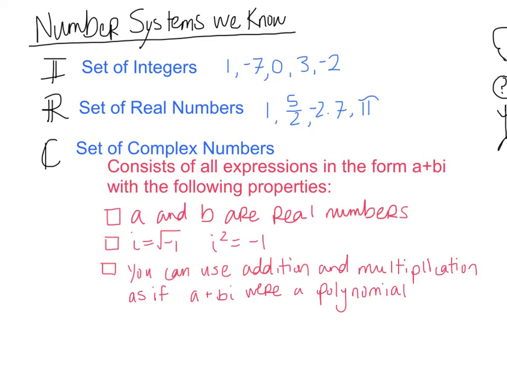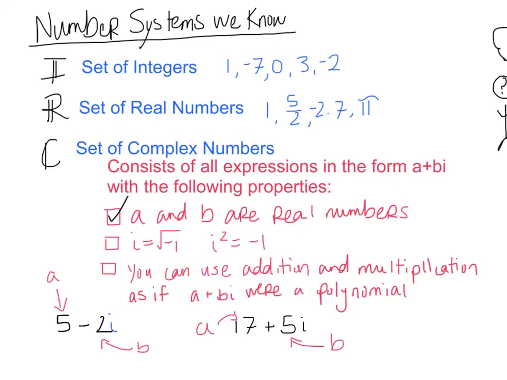Now some examples might look like this. Now think about what this means. A and b need to be real numbers, so any numbers. So I'm going to choose 5 minus 2i. That means that my 5 is my a, my 2 is my b, and my i represents the square root of -1. Another example might be 17 plus 5i, and again here my 17 is my a value and my 5 is my b value.